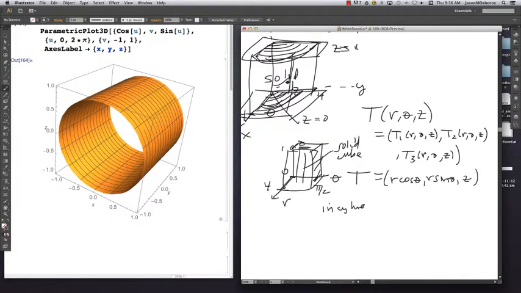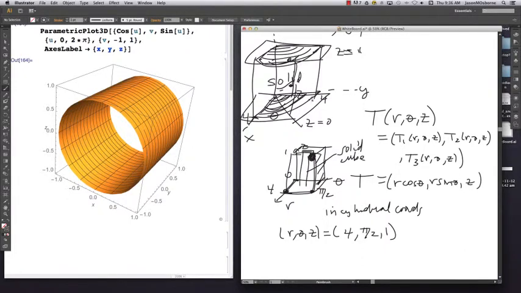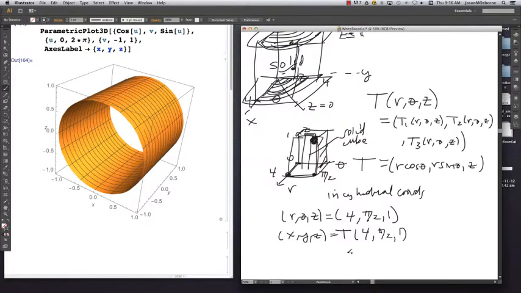And what this means is that if you pick a point in cylindrical coordinates, say r, theta, z, so here's a point in cylindrical coordinates, and you want to figure out, so that's the point 4, pi over 2, 1. So this point right there, what does it look like? Where is that in xyz space? What point on this solid is it? Well, you would have to transform the point 4, pi over 2, 1. And that means just plug this point into this transformation.